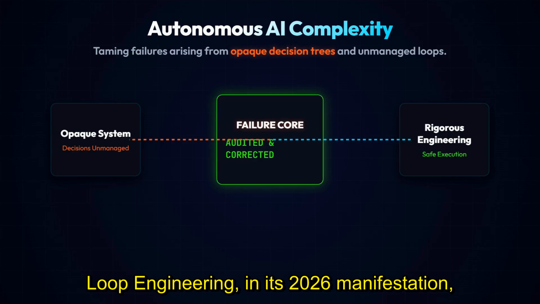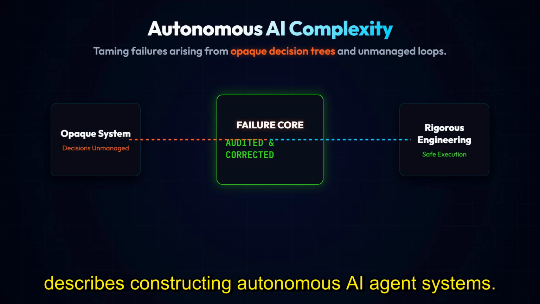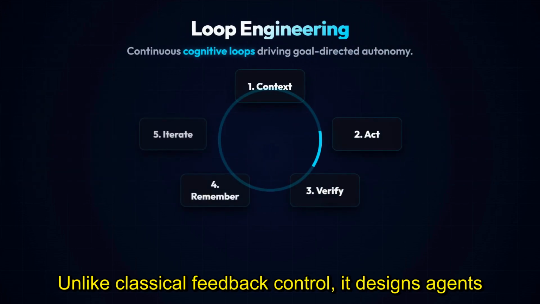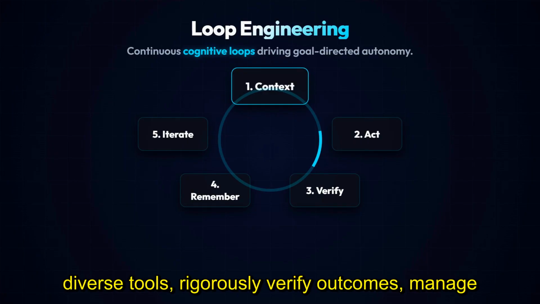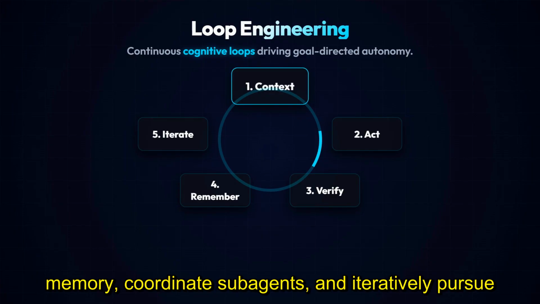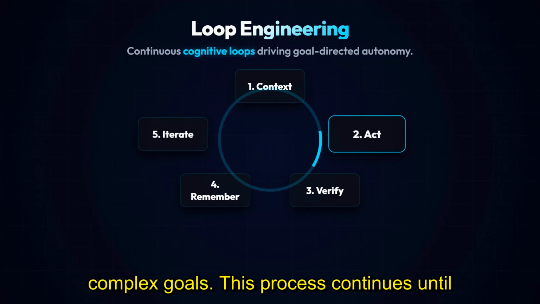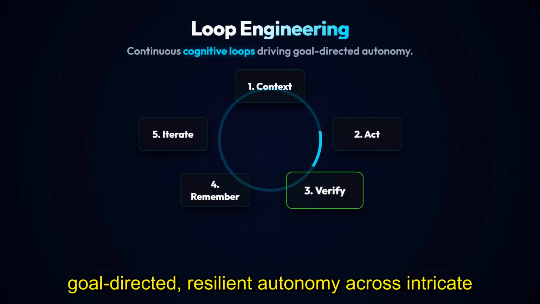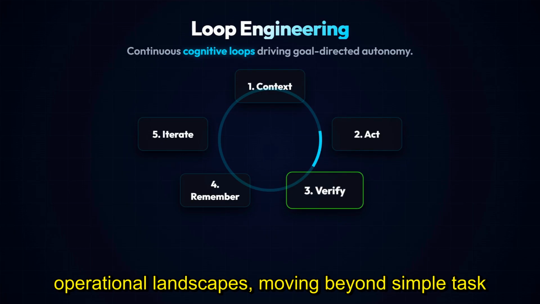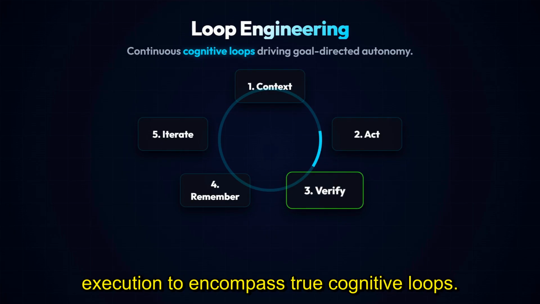Loop engineering, in its 2026 manifestation, describes constructing autonomous AI agent systems. Unlike classical feedback control, it designs agents to build contextual awareness, dynamically invoke diverse tools, rigorously verify outcomes, manage memory, coordinate subagents, and iteratively pursue complex goals. This process continues until predefined stopping conditions are met. It ensures goal-directed, resilient autonomy across intricate operational landscapes, moving beyond simple task execution to encompass true cognitive loops.